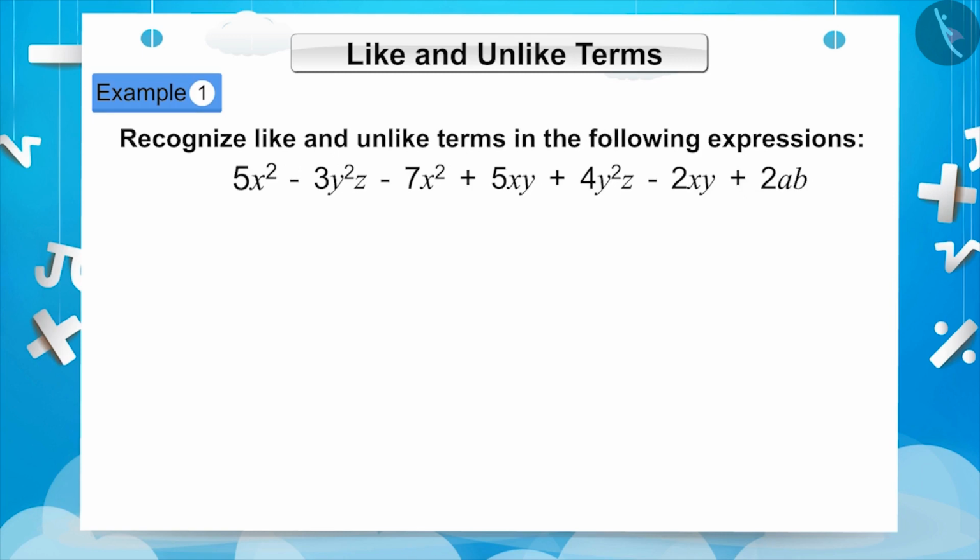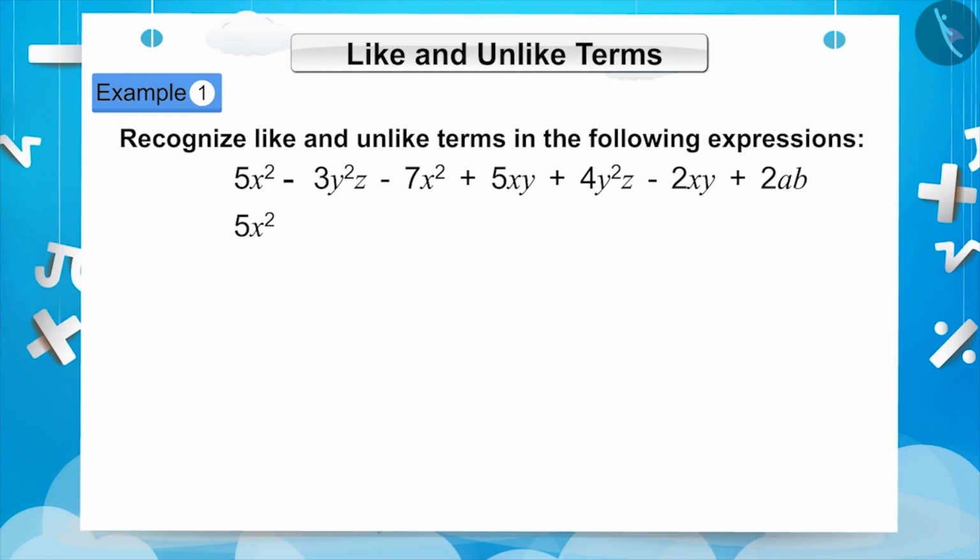For example, identify the like and unlike terms in the following expression. 5x^2 - 3y^2z - 7x^2 + 5xy + 4y^2z - 2xy + 2ab.